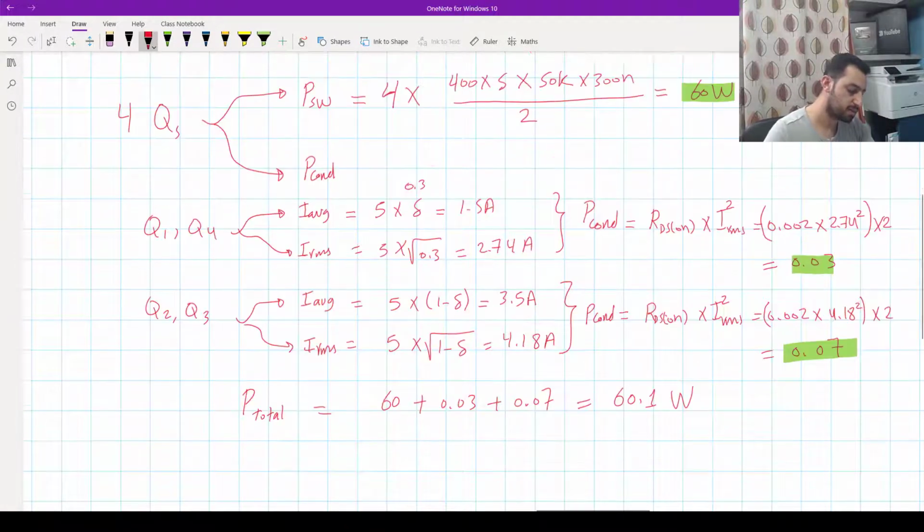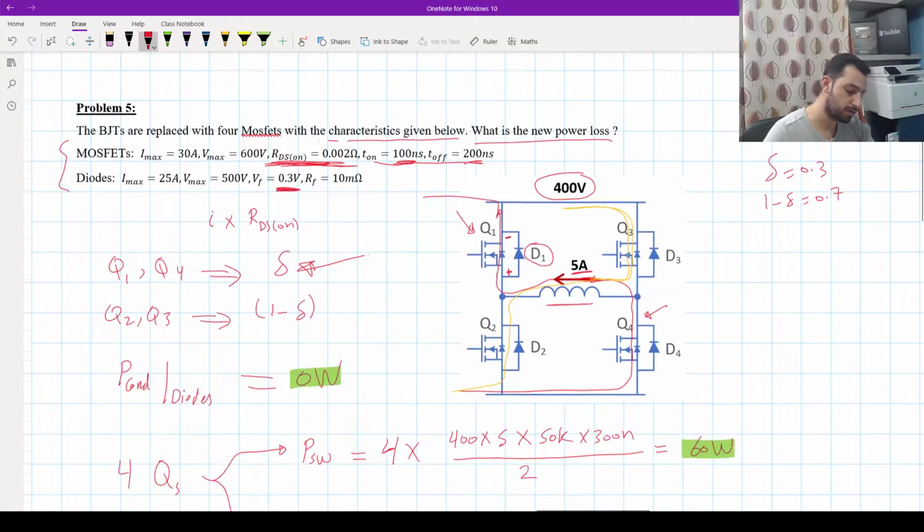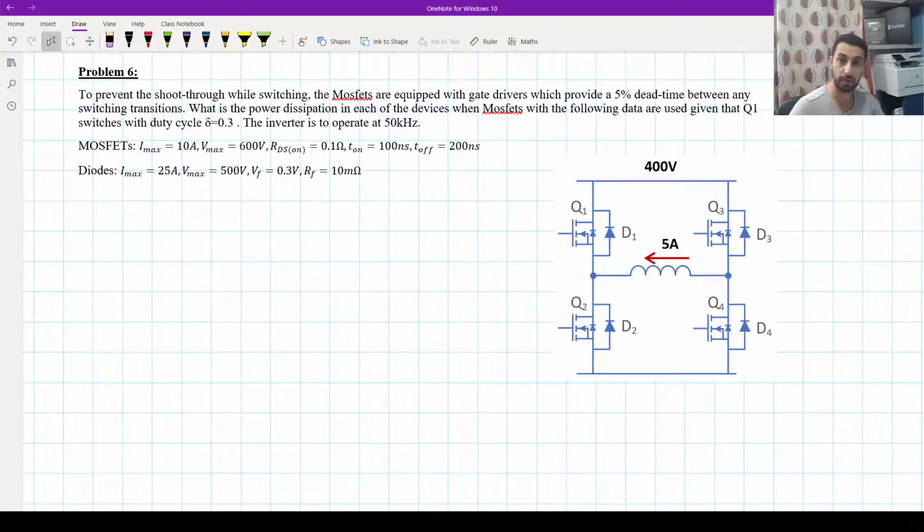And this is the answer for question number 5. And now let's go to question number 6. In this question, we have the time. That means we should understand the flow of current during the on time, the off time, and the dead time, and which of these switches will be conducting, to calculate the average and RMS value for that.